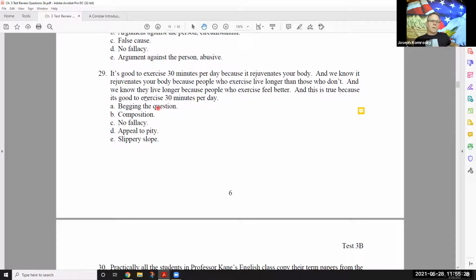29, it's good to exercise 30 minutes per day because it rejuvenates your body. And we know it rejuvenates your body because people who exercise live longer than those who don't. And we know they live longer because people who exercise feel better. And this is true because it's good to exercise 30 minutes a day. We start off with a claim, right? A premise, but that's what we're trying to prove at the end. So we're begging the question.